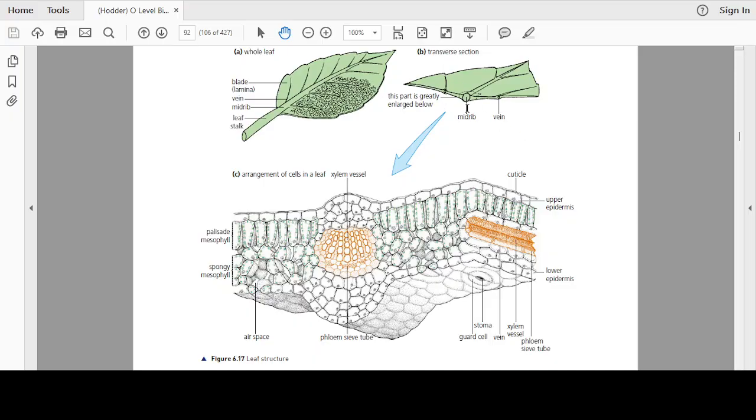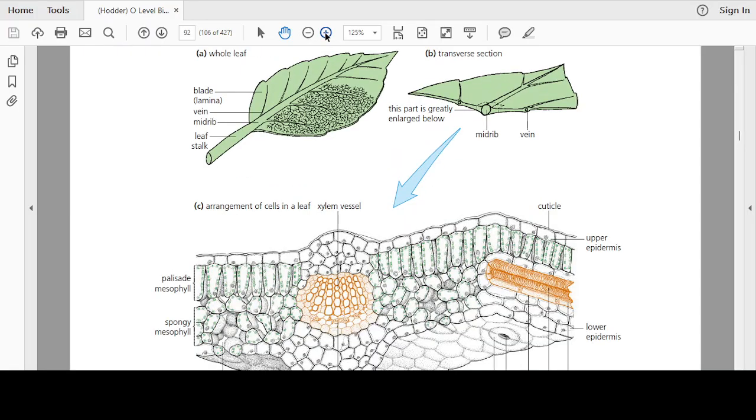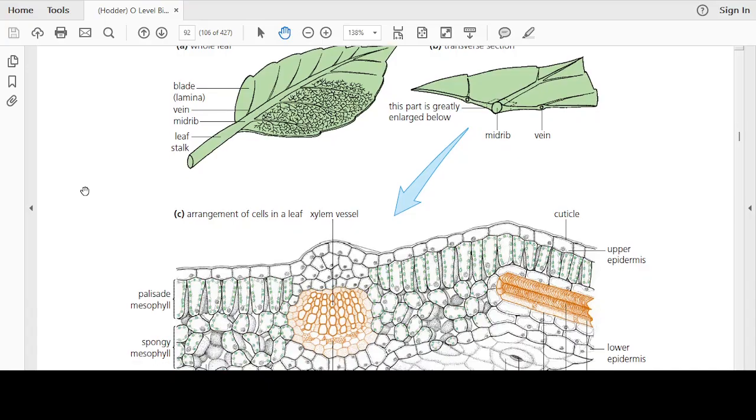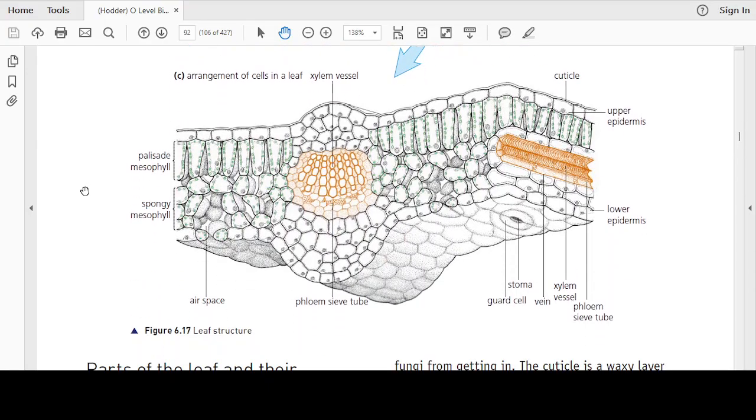And what you can see is the midrib and the vein, and then inside the midrib, this part over here, they are magnifying it, and so you can see this complex structure of cells. So I can zoom in over here and take a better look at what we have.